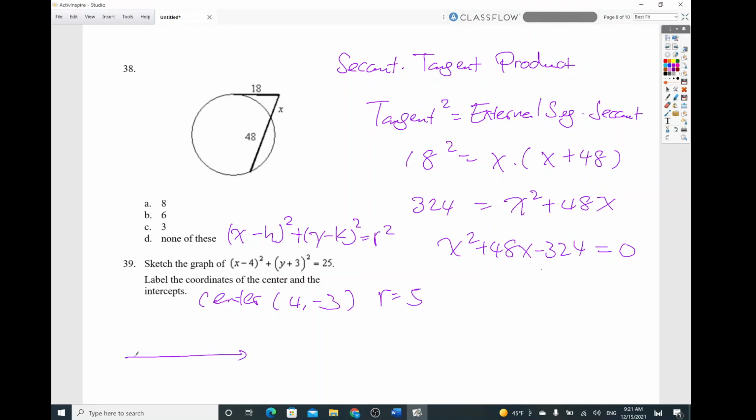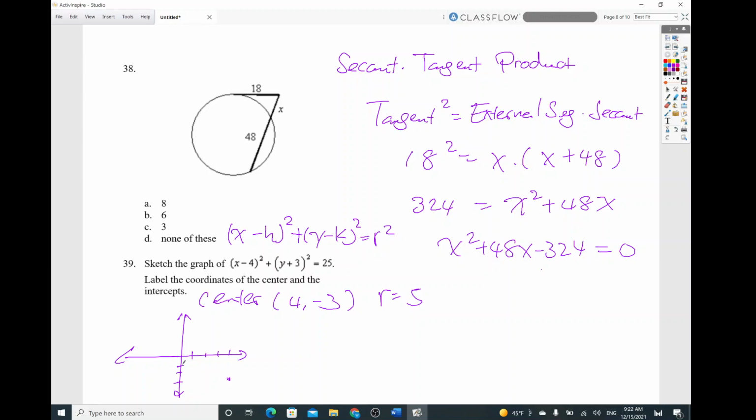So x-axis, y-axis. Plug in the numbers, so plot the point. So we got 4 comma negative 3. So 1, 2, 3, 4, down negative 3. So radius is 5, so 5 units up, and then 5 units down, 5 units to the left, 5 units to the right. So count it.